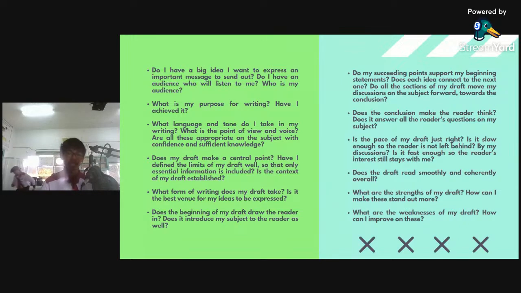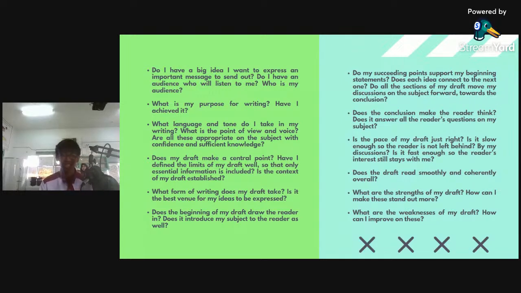Is the pace of my draft just right? Is it slow enough so the reader is not left behind by my discussions? Is it fast enough so the reader's interest still stays with me? I've already said this before, Kyle has already elaborated on this before. So you want to make sure it's not too fast where they won't digest the ideas, but you don't want it to be too slow that they'll get bored of it. Does the draft read smoothly and coherently overall? So this just works grammatically. Obviously, it's going to be gibberish if you read something that isn't grammatically correct. So you have to double check that.